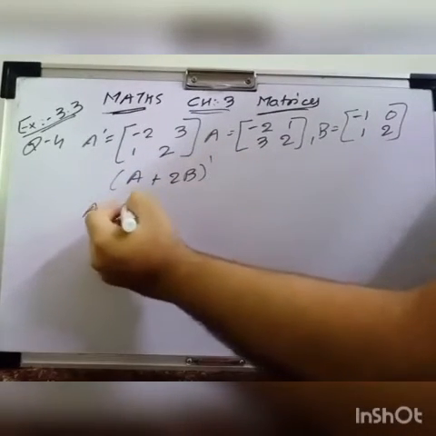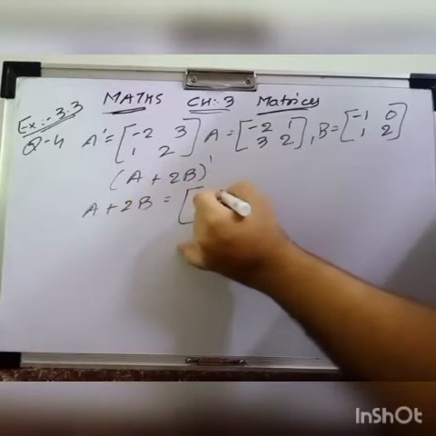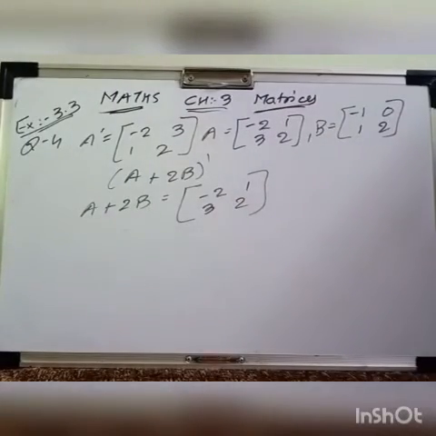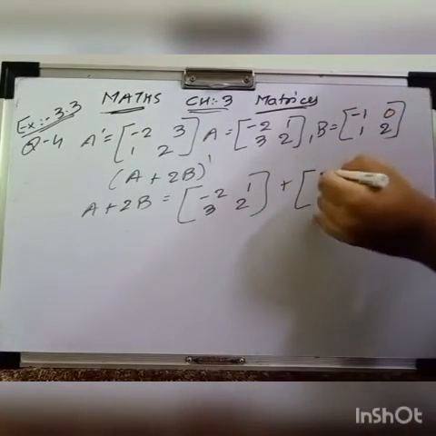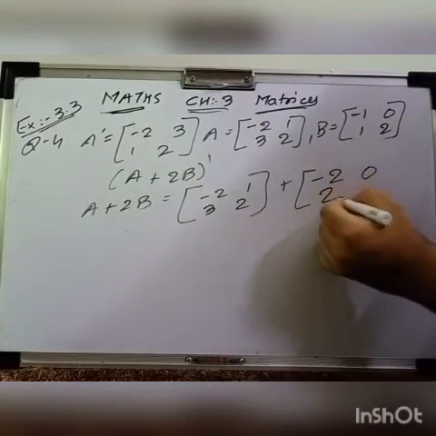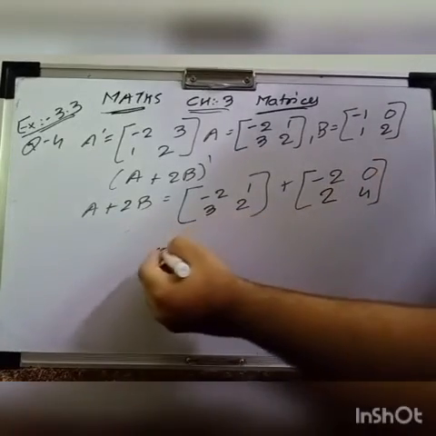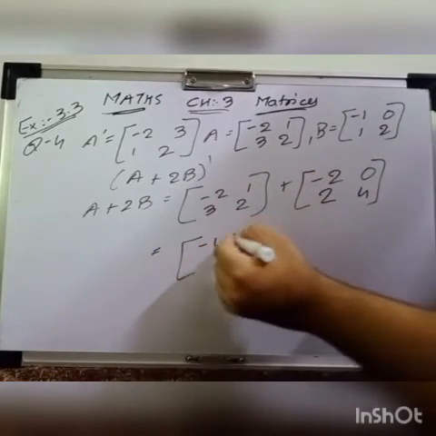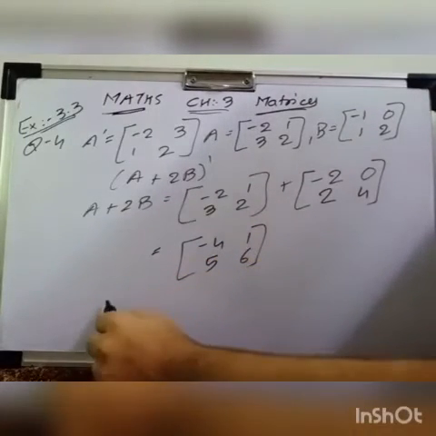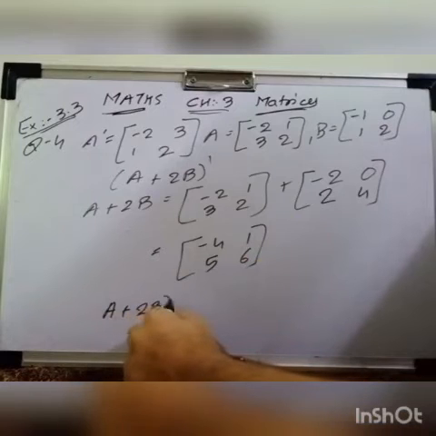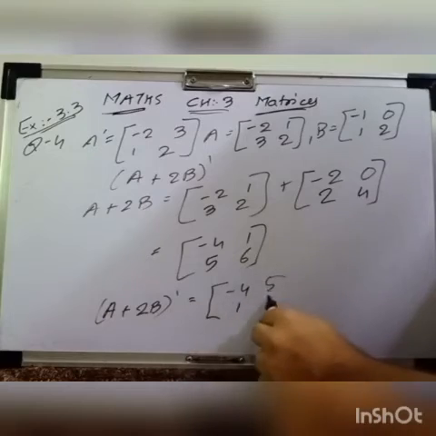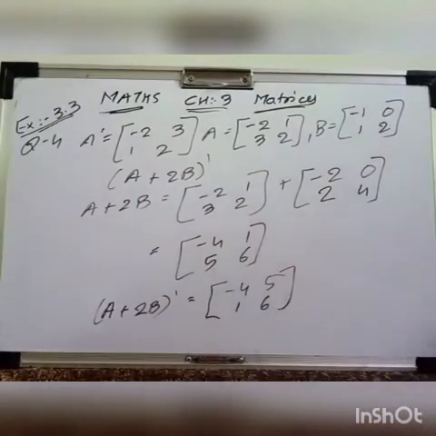So first of all I will find A plus 2B. So my A matrix is minus 2 1 3 2, and 2 into B, I will multiply each and every element of B with 2, and if I add that, then I will have minus 4 1 5 6. Taking transpose of this will give me minus 4 5 1 6. So this is your answer.